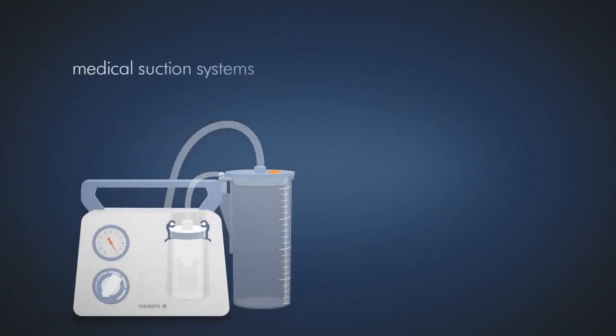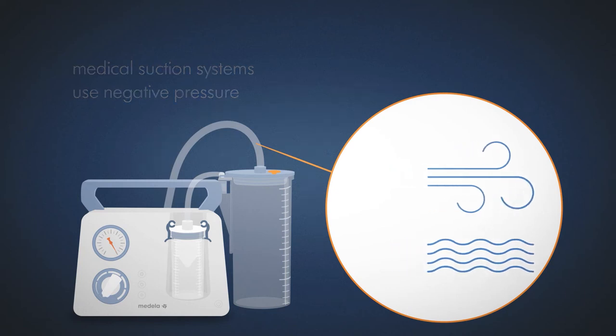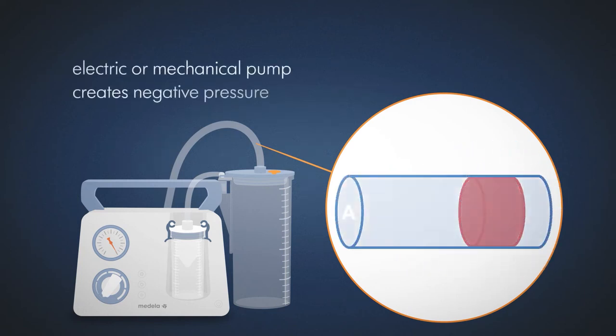Medical suction systems use negative pressure to transport air, fluids, or both. An electric or mechanical pump creates negative pressure. This leads to a force which moves air and/or fluid.